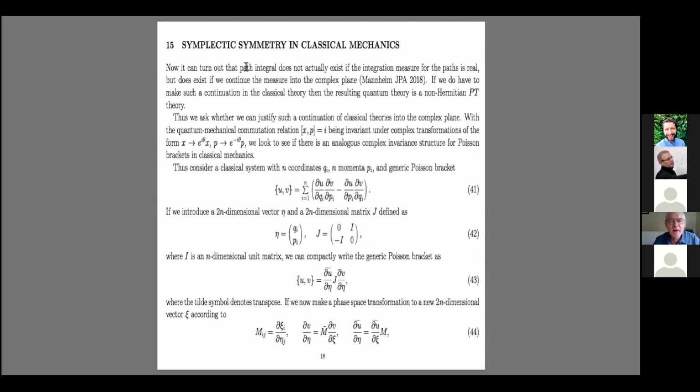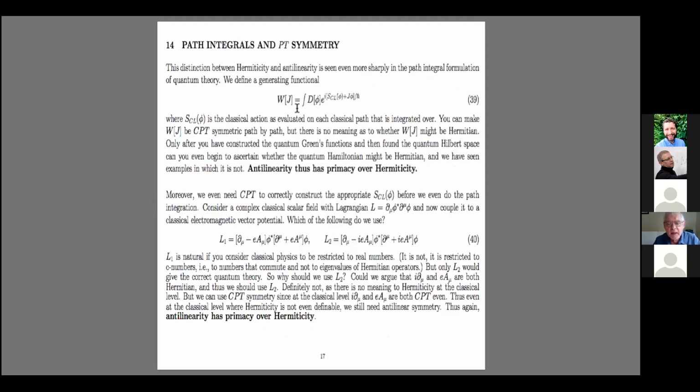Now, it can turn out that the path integral does not actually exist if the integration measure for the paths is real, but does exist if we continue the measure into the complex plane. So, as I said a moment ago, there's a hidden assumption here, and that is that we're integrating over a real measure of paths. If the integral exists over a real measure of paths, the quantum theory that emerges is Hermitian. But it may turn out that this integral does not exist. That's what I said, Hermiticity can come in through the back door.